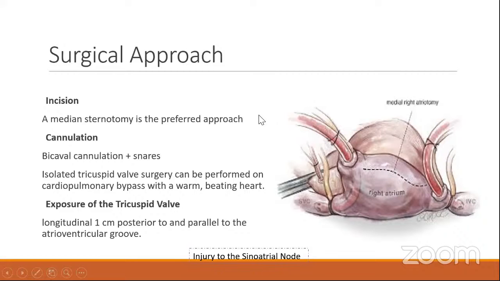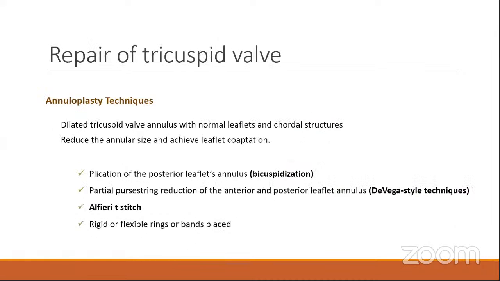So how do you expose the tricuspid valve? You make a longitudinal 1 centimeter incision, posterior and parallel to the atrioventricular groove. You have to be careful here not to injure the SA node. Once you make your incision, the tricuspid valve is directly under your vision, whatever procedure you are going for, either repair or replacement. We'll talk about each one separately.